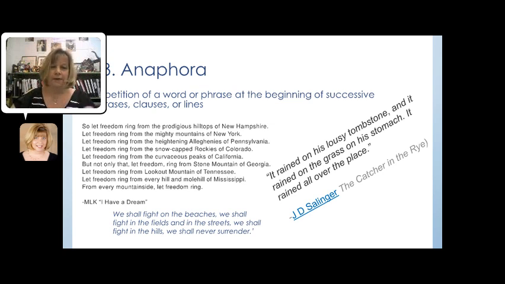You look at things like the famous Martin Luther King, I Have a Dream speech, where let freedom ring, let freedom ring, let freedom ring is repeated at the beginning of each successive phrase. You look at the we shall fight on the beaches, we shall fight in the fields and the streets, we shall fight in the hills. Again, repeating that phrase over and over again.